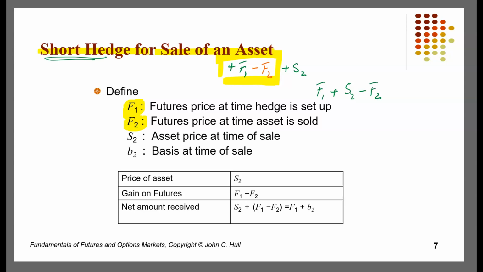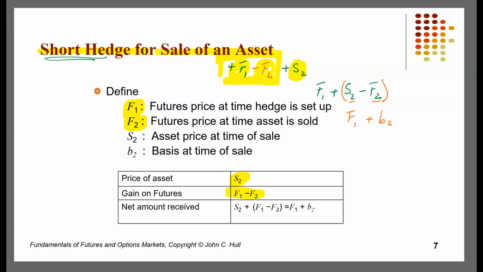And if we put parentheses around S2 minus F2, what we have is F1 plus, remember the definition of basis? A basis is the difference between the spot and the future at the time of the purchase or at the time of the sale in the future. And so that is going to be S2 minus F2, that's going to be our basis. And that's essentially what we have here. We start with our price as S2, and then we have the gain on the futures contract as F1 minus F2.